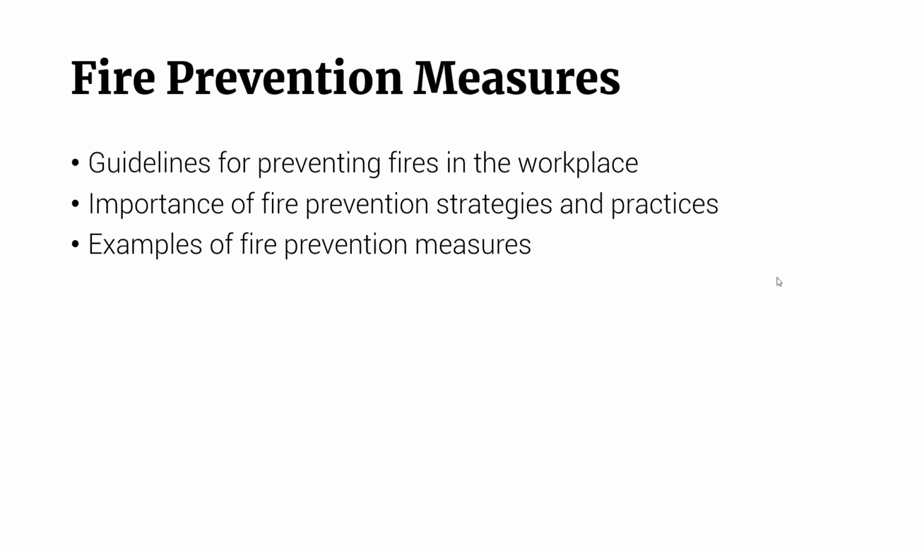So, next one is, ano ba itong mga examples ng fire prevention measures na to? Una-una, proper housekeeping. Make sure malinis ang ating work areas, organized, and free from clutter, to reduce the risk of fires caused by combustible materials and debris. Okay? Kailangan malinis yung ating workplace.